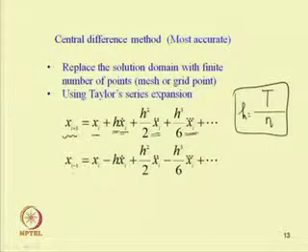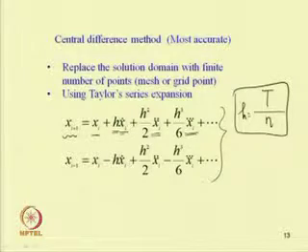Similarly, x(i-1) can be found from this equation: x_i minus h x_i dot plus h squared by 2 x_i double dot minus h cubed by 6 x_i triple dot. So, by knowing the initial conditions and using these expressions, one can use the central difference method to find the solution of the system. So, one can iterate these equations till one obtains a converged solution.